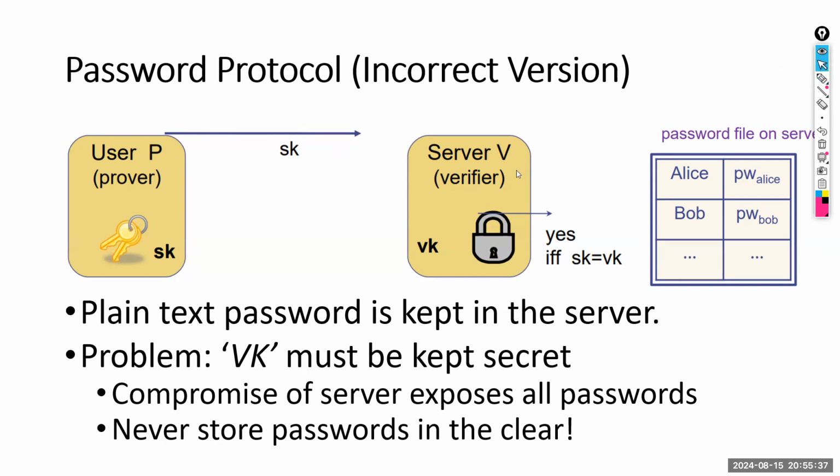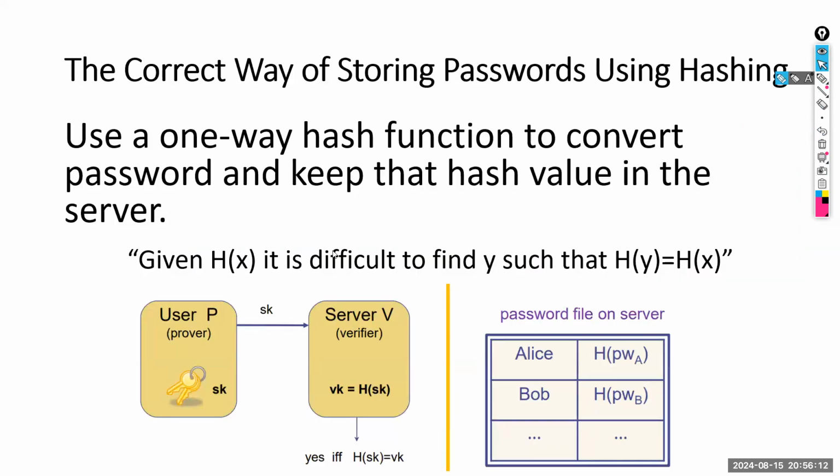Right, so therefore you don't save your password as it is. Because if someone hacks the database, all the passwords are exposed. So this is what you must not do, the incorrect way. You just save Bob's password, Alice's password as it is. Okay. So what is the correct way? This is the incorrect approach. So you take the hash of the password and save it.